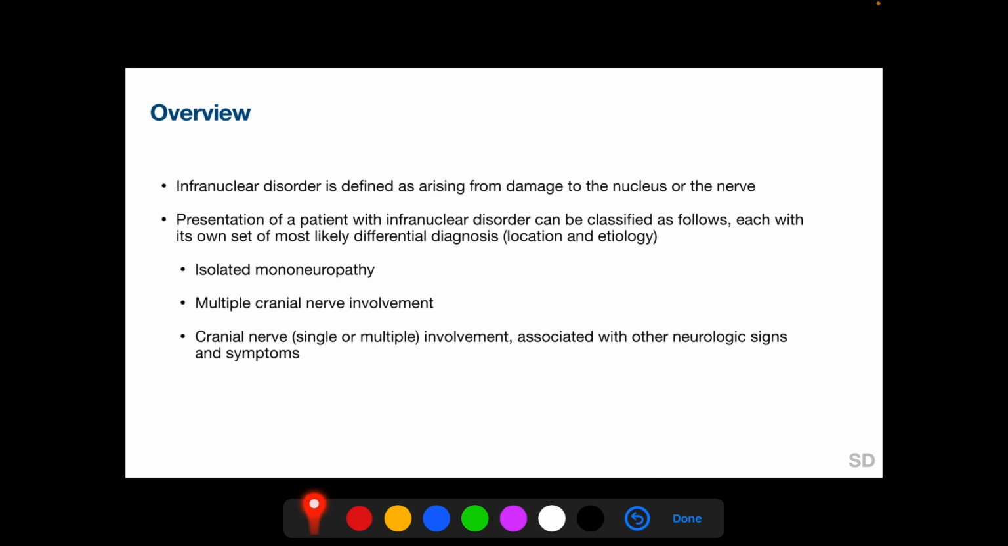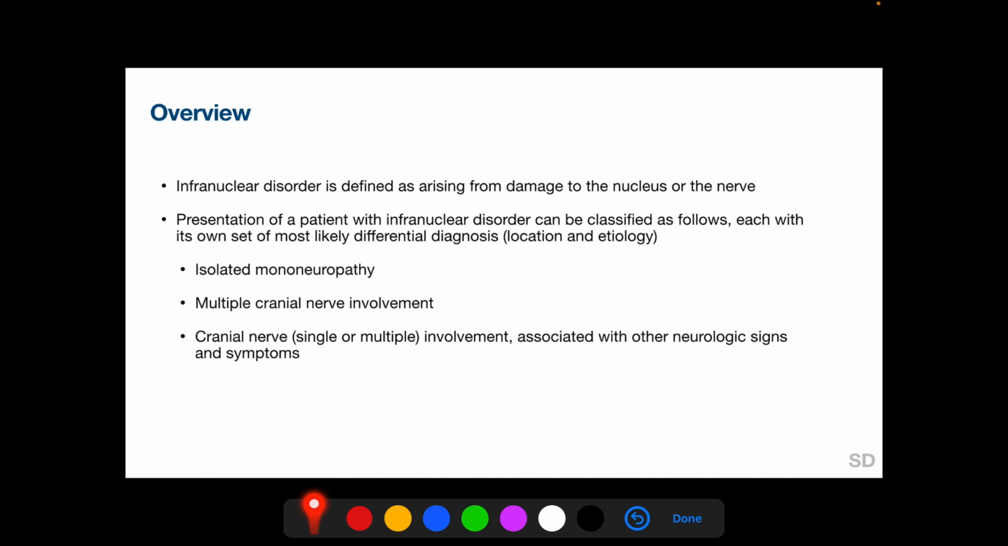Infranuclear disorders of eye movement arise from lesions damaging the nucleus of the ocular motor nerves or the nerve arising from the nuclei of the ocular motor nerves. And the pattern of presentation of a patient with infranuclear disorder of eye movement is usually one among the following three types. It can be an isolated mononeuropathy when only cranial nerve 3 or cranial nerve 4 or cranial nerve 6 is involved. The pattern can also be that of a multiple cranial nerve involvement in which more than one ocular motor nerves are involved.